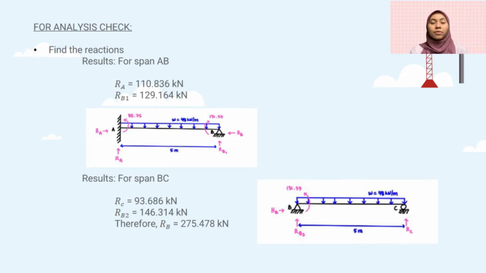As we have fixed support and pin support, the reaction that we will get is RA and RB1. As we substitute all values, we will get final reaction of RA and RB1. These steps are also the same on how we calculate reaction at span BC. So the final reaction at all support are as shown.